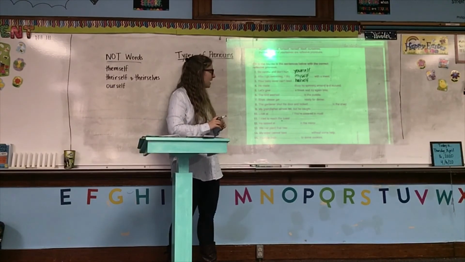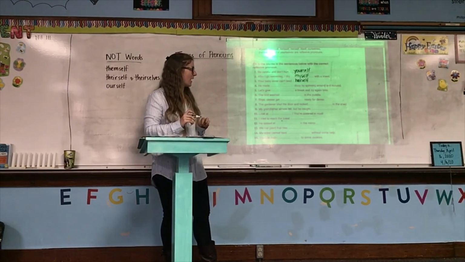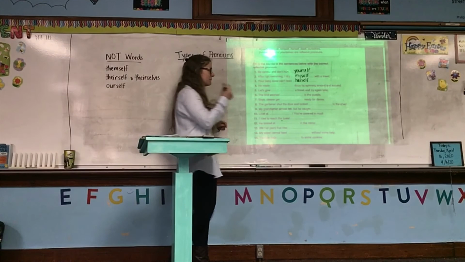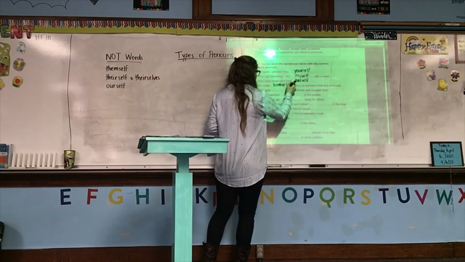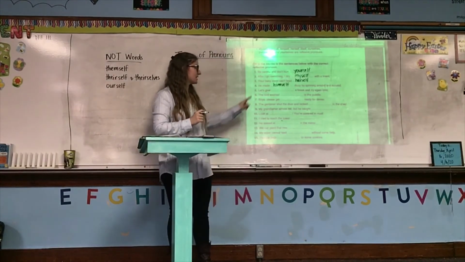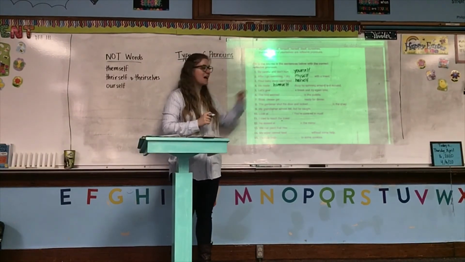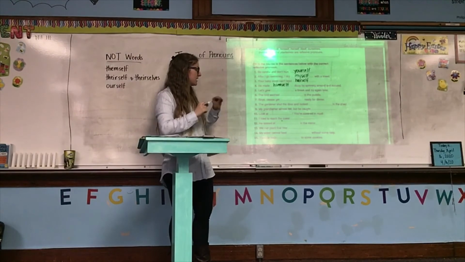Number 4, he made blank dizzy by spinning around and around. Well, we know he is the subject, so that means himself is the reflexive pronoun, because he is doing it. He is making himself dizzy. He's doing it to himself.